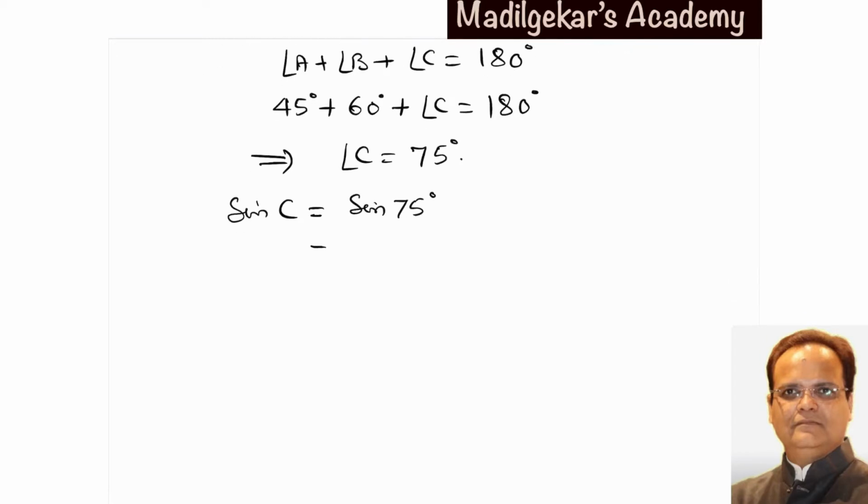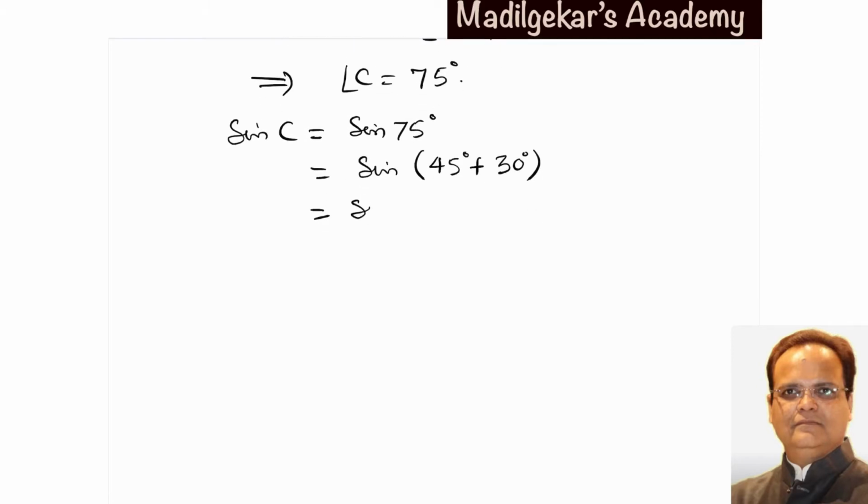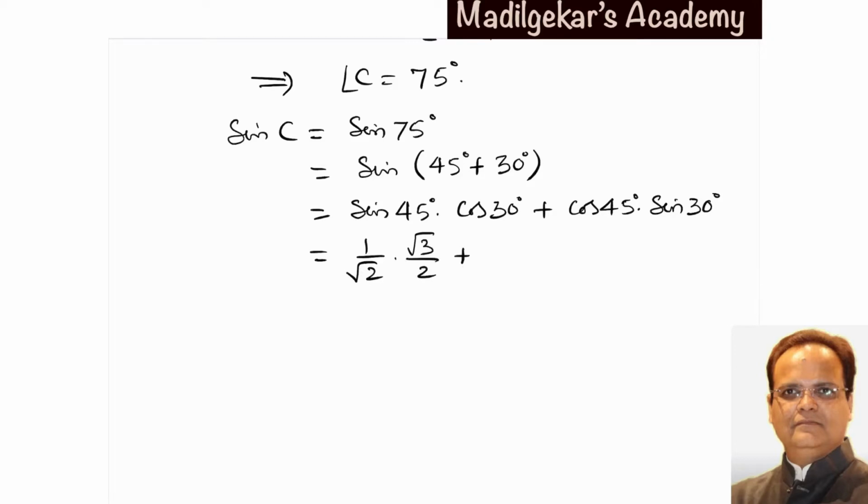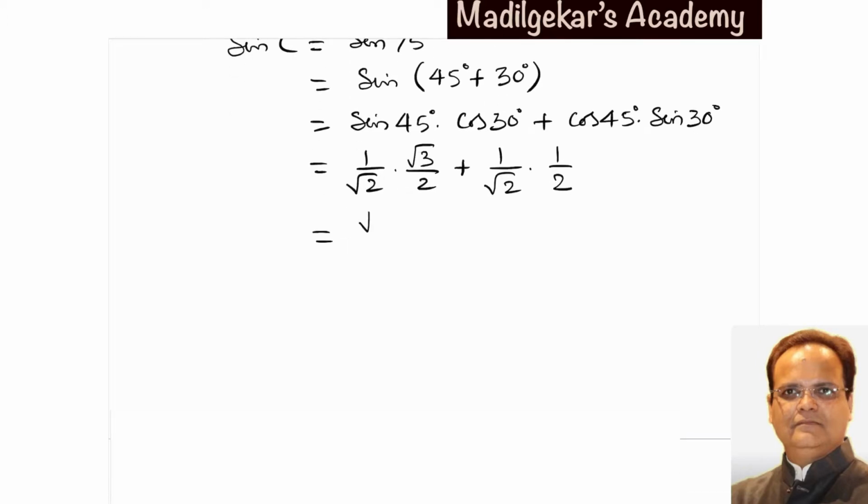How to find sine 75? By expressing 75 as 45 plus 30 and applying the sine A plus B formula. It is sine A cos B plus cos A sine B. Replace the respective values. It is 1 by root 2, cos 30 is root 3 by 2, cos 45 again 1 by root 2, sine 30 is 1 by 2. So it is root 3 plus 1 upon 2 root 2. This is sine C.